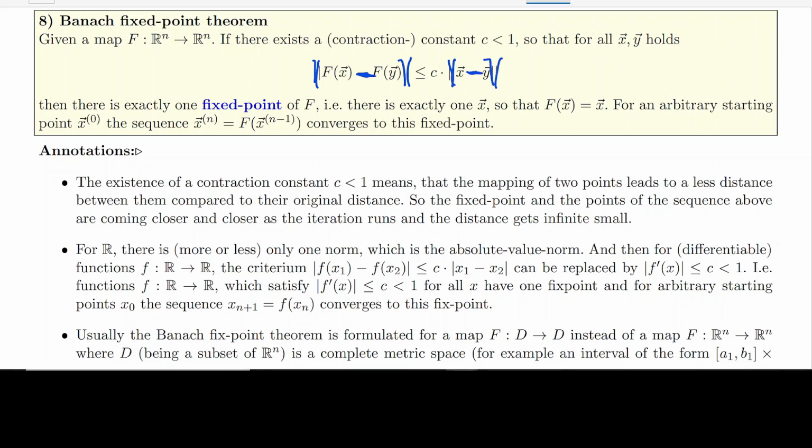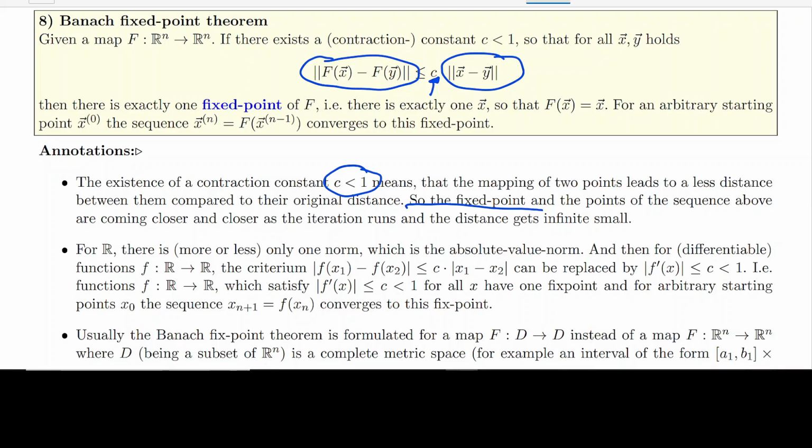We talk about distances. And as I said, the distance of the mappings is less than the distance of the input arguments. There must be a constant which is less than 1. And then for all pairs of input arguments, this inequality holds. The existence of that constant means that the mapping of 2 points leads to a less distance compared to the original distance. And you can prove that. This is the hint for the proof.